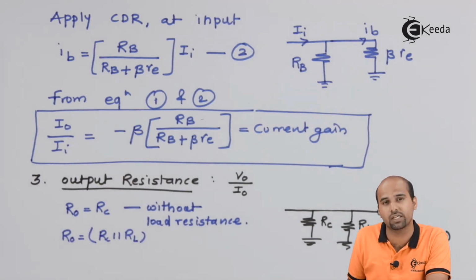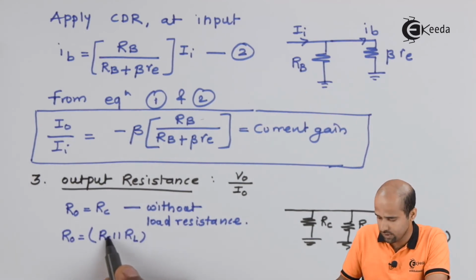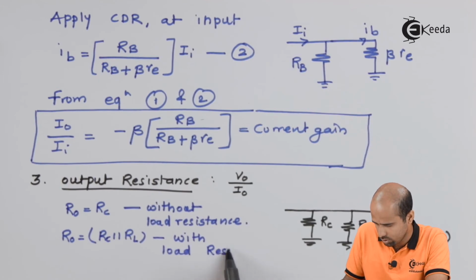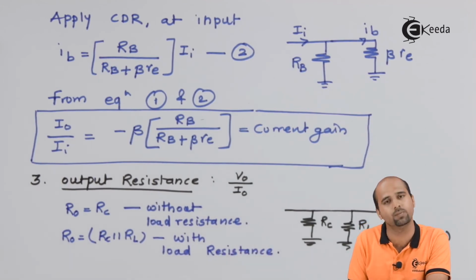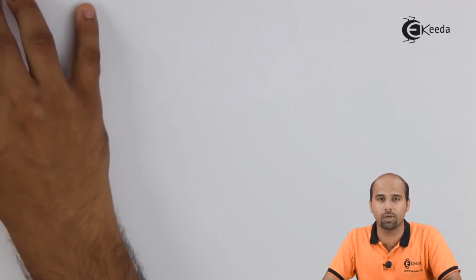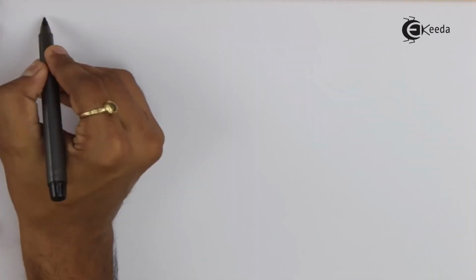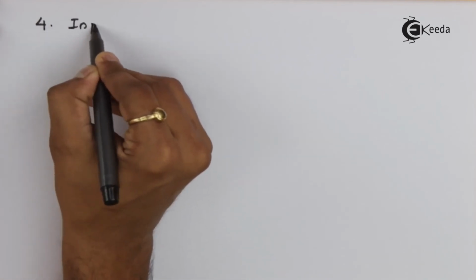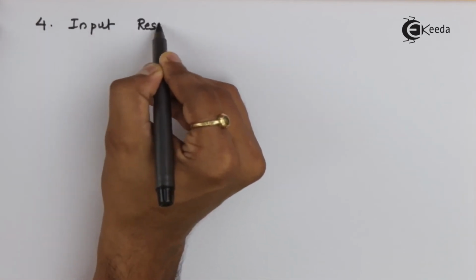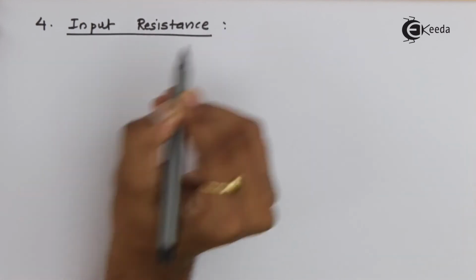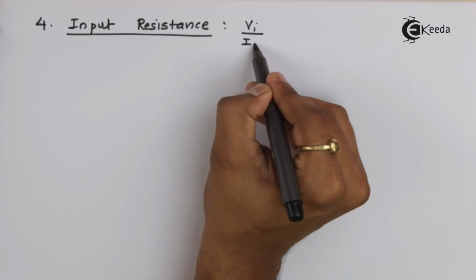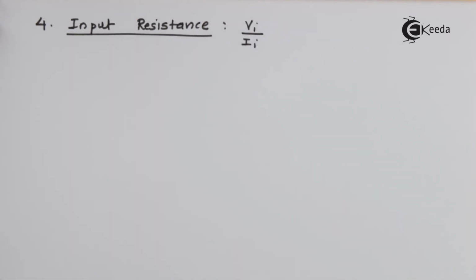Parallel combination of collector resistance and load resistance will be the output resistance, and that will be with load resistance. Okay, this was all about the output resistance. The fourth parameter that we have to find out is input resistance, and that input resistance you can easily dig out as Vi divided by Ii.